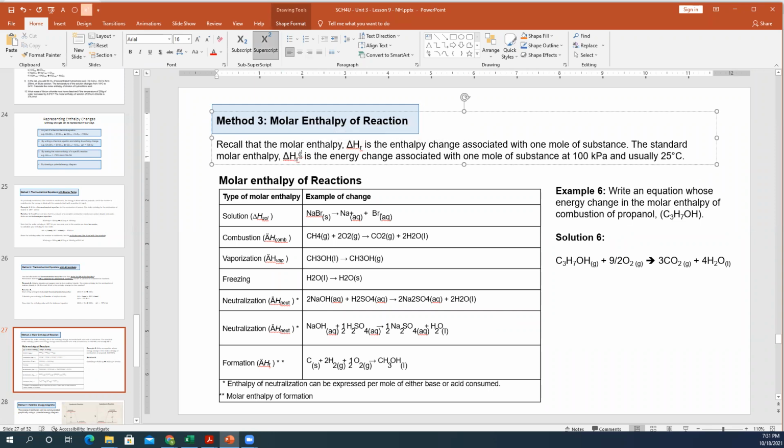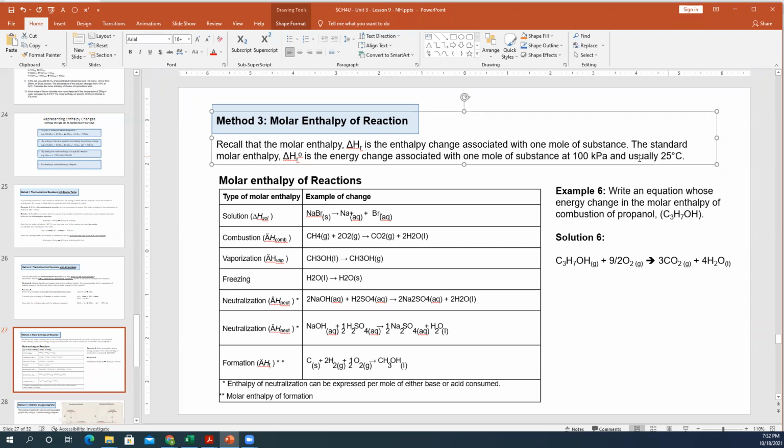is the term referred to by this little 0 up there, is the energy change associated with 1 mole of a substance at a certain pressure, at standard temperature and pressure. And that standard is 100 kilopascals and 25 degrees Celsius. So that's what makes it standard. It's the delta HR naught, 100 kilopascals and 25 degrees Celsius.